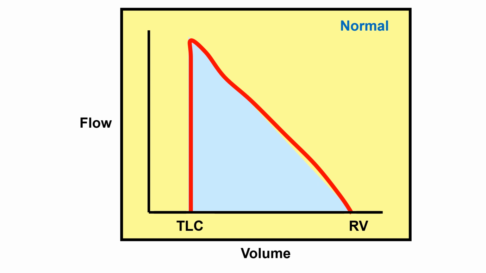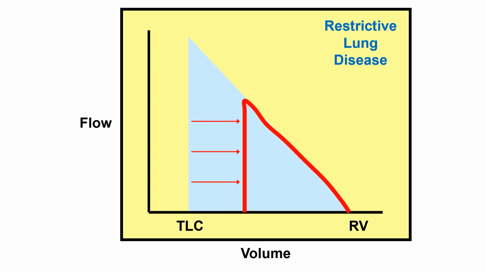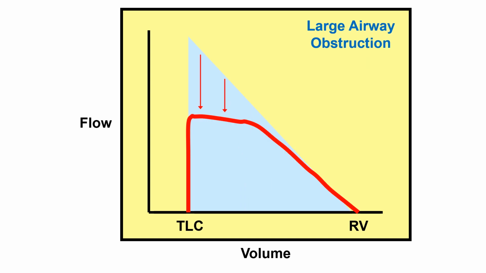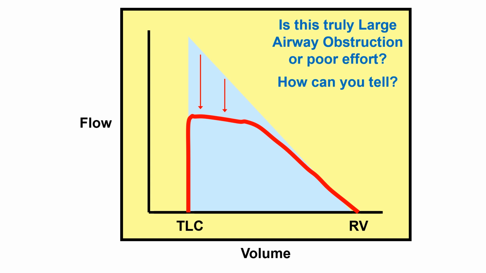So let's just look at some maximal expiratory flow volume curves. This would be a normal curve, relatively triangular. Restrictive disease would be a decreased volume. And if you plot it on an absolute scale, as shown here, it would look like this. This is mild obstructive disease. This is large airway obstruction. So remember, large airways are responsible for flow up here, and that looks like the curve, the top is chopped.